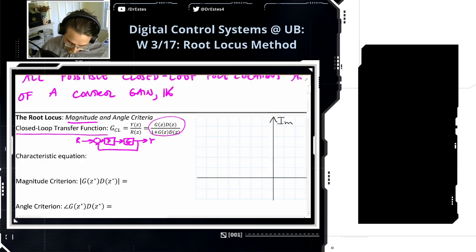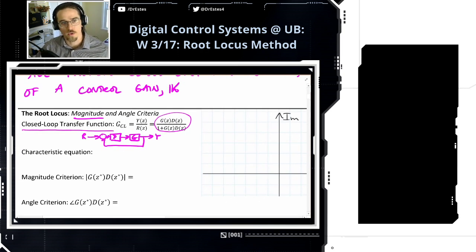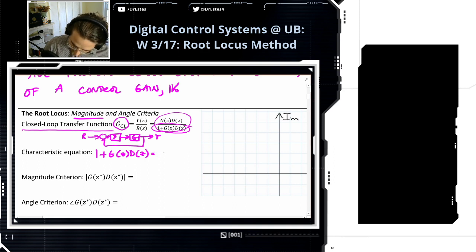So the characteristic equation for this closed loop system is the same as the polynomial in the denominator. That's one of the things we cover in dynamic systems. If you have a transfer function, the polynomial in the denominator is your characteristic equation. So if I look at this transfer function, 1 plus G(z)D(z), if I set that equal to 0, that's the closed loop characteristic equation.